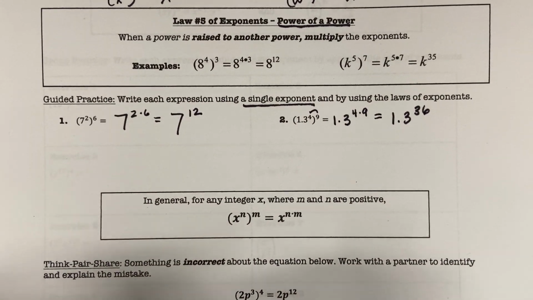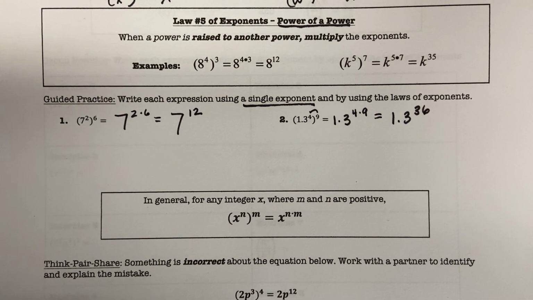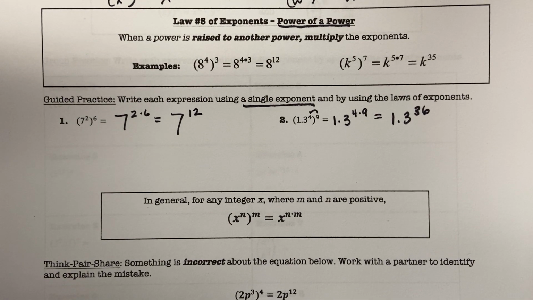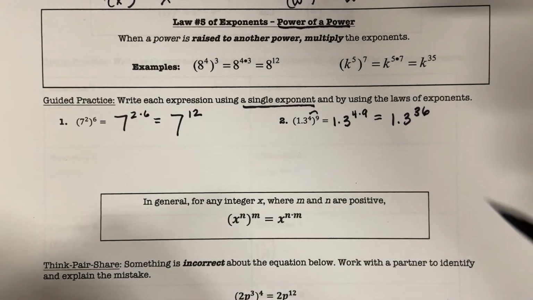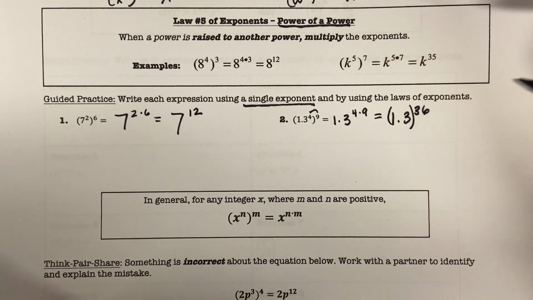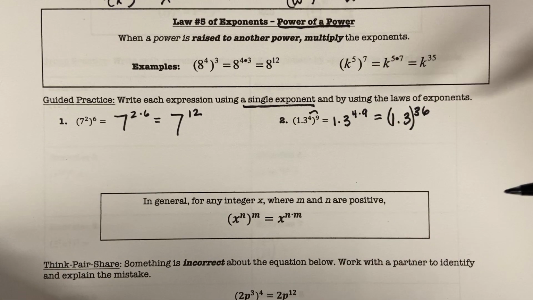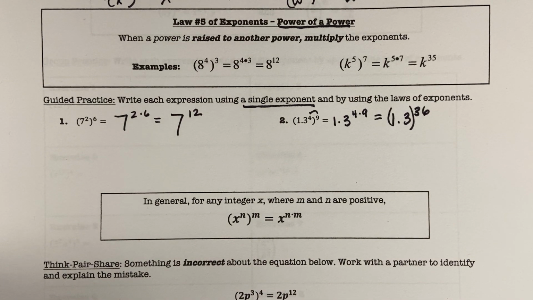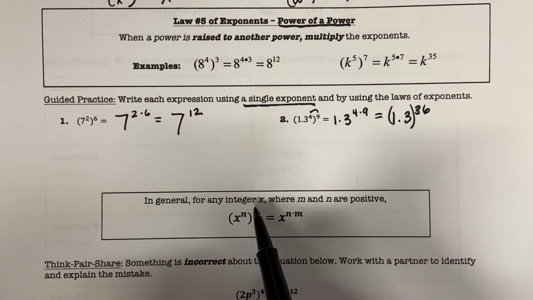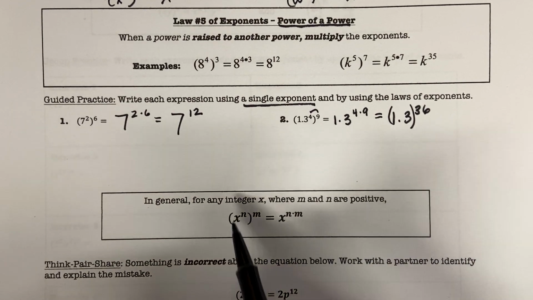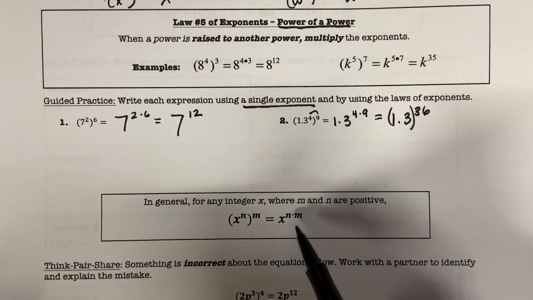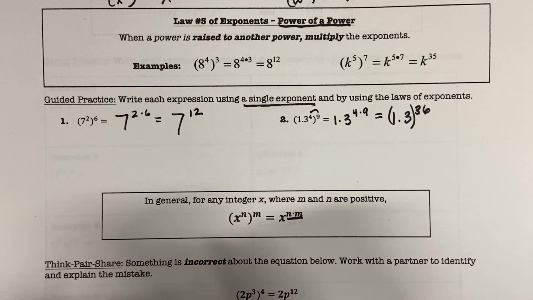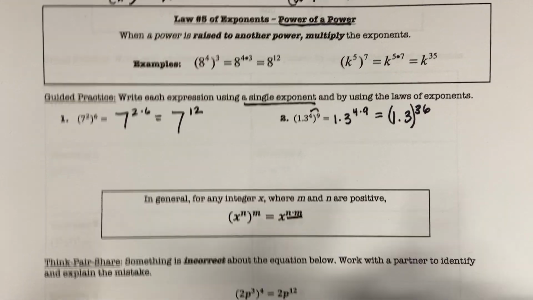As I mentioned in previous lessons, for positive bases, you don't necessarily need parentheses in your final answer as a single exponent, but if you want to, you're welcome to put the 1.3 in parentheses. You're welcome to put the 7 in parentheses. When you're dealing with fractions and negative values, you must use parentheses. So just in general, for any integer x, where m and n are positive, so as long as these exponents are positive, we just multiply the exponents together. So that's just representing the rule algebraically.